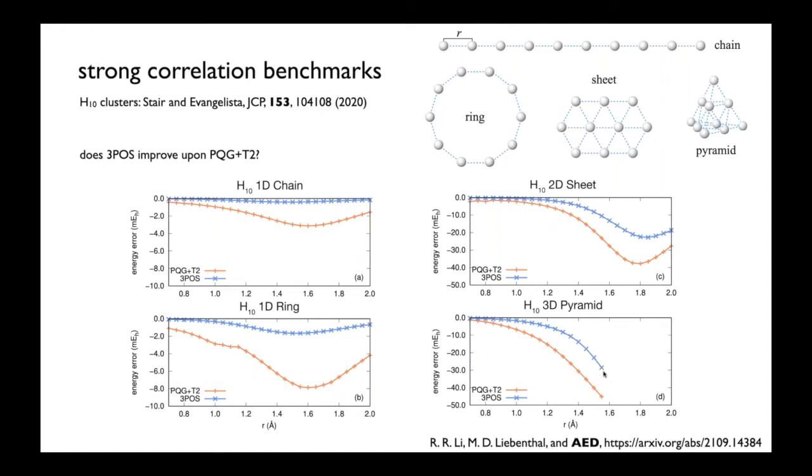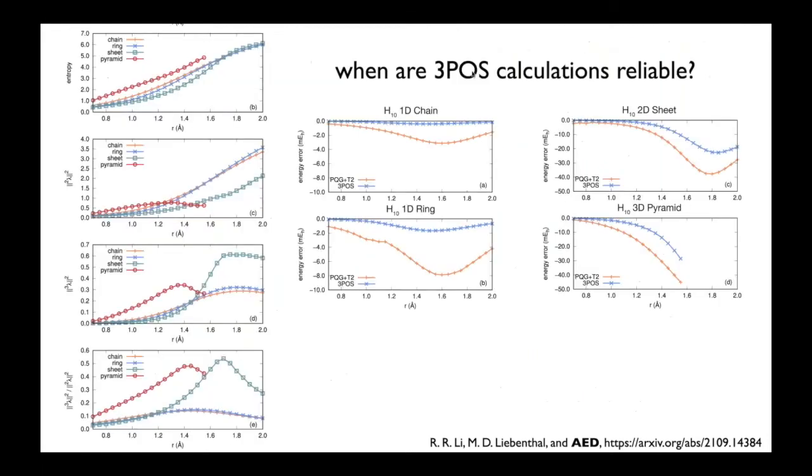I'll note that compared to Francesco's results, we stopped calculating our curves for the pyramid structure after this point because there's a state crossing that complicates the analysis. But the story is unaffected. PQG plus T2 gives okay results. 3-pos improves those results, but still the errors are quite large. Okay, so yes, we can improve them, but the 2D and 3D structures are still difficult.